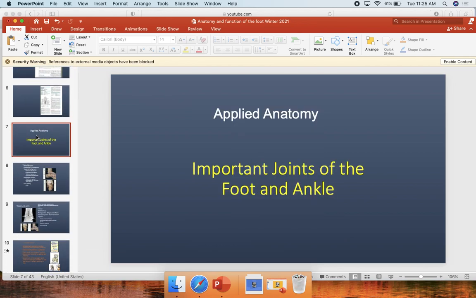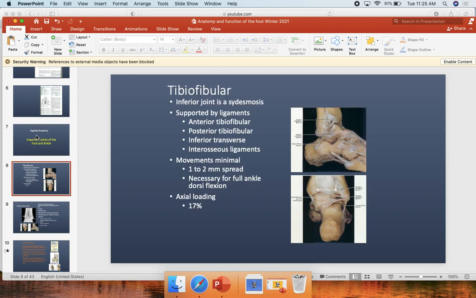So let's go ahead and get down to the important joints of the foot and ankle. I wanted to start with the joints of the ankle. There's three basic joints which make up the ankle: the tibiofibular joint, the talocrural joint, and the subtalar joint. The one I wanted to hit first is this tibiofibular joint. It's the one that's often forgotten, which is why I wanted to just touch on it first.